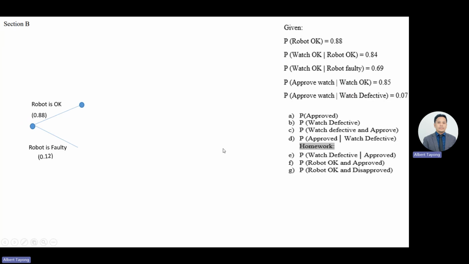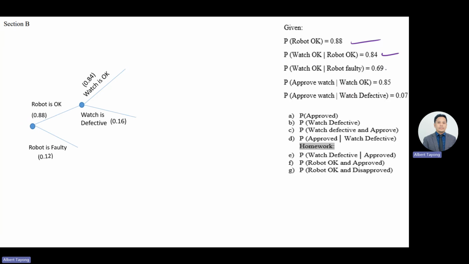The second part is here. Watch is okay, given that robot is okay. So we have 0.84, the given. The opposite is, of course, watch is defective or watch is not okay, 0.16. So 0.84 plus 0.16 is equal to 1 or 100%. Here, 0.88 plus 0.12 is 1 or 100%. It's always equal to 1, even if you have many branches there.